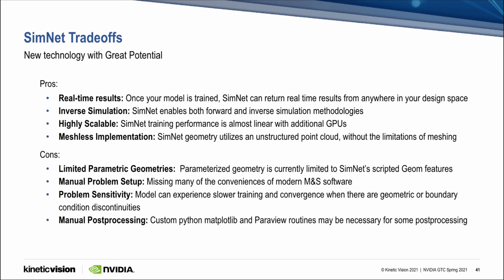Something else to watch out for is that there are definitely sensitivities to certain types of problems. You might get slower training convergence where there are geometric or boundary condition discontinuities, so you need to watch out for those. And then the post-processing is also somewhat manual. You're going to be using tools like VTK and ParaView, but you may need to get into some custom Python and Matplotlib. We definitely found that to get really nice looking contour plots, we really had to fiddle with triangulating those point clouds and remapping the results. So that's an area where you may spend a little extra time. Once again, as time goes on, these things are going to become easier to do.